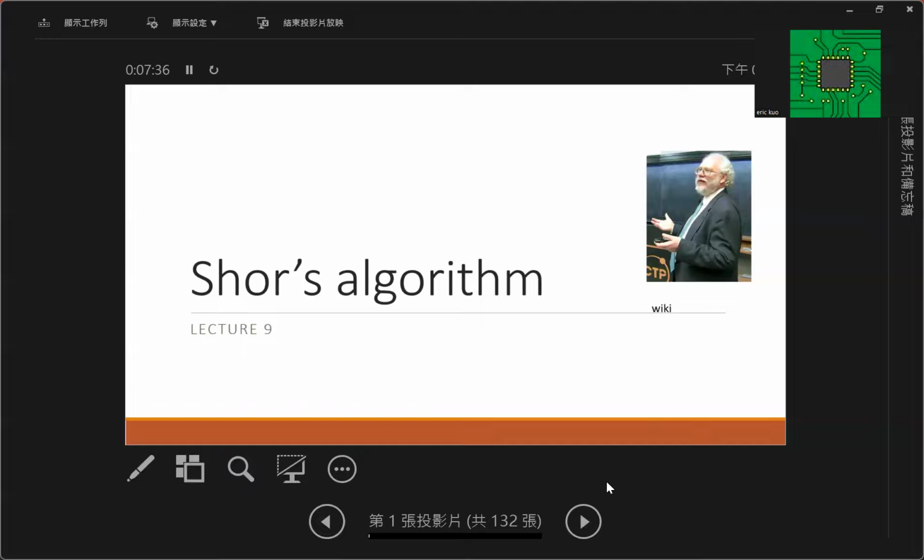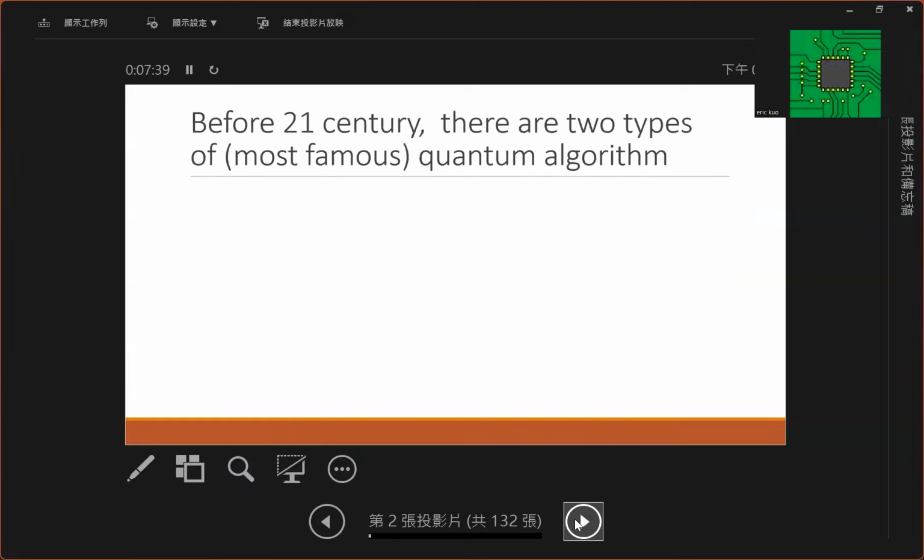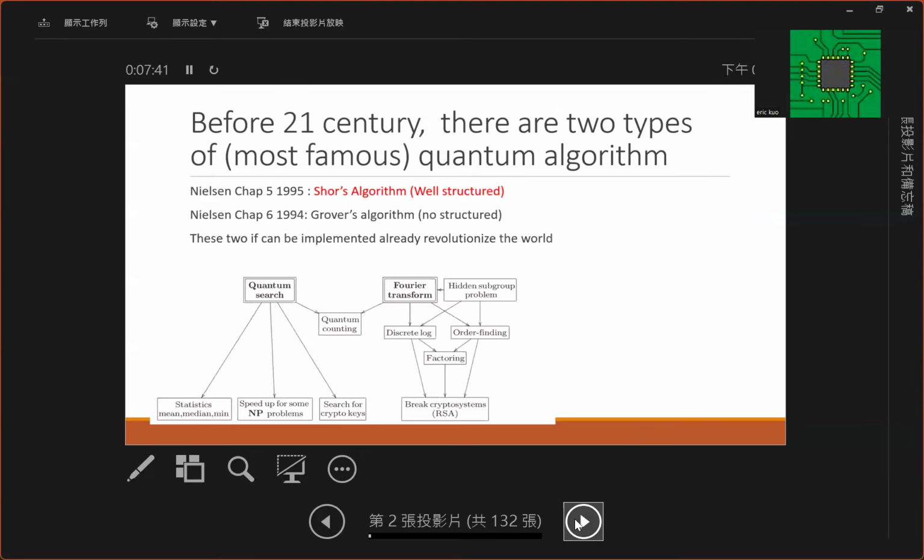So I will try to explain Shor's algorithm in detail. Just some recap: before the 21st century, there were two types of most famous quantum algorithms. The first one is chapter 5, which I would say is the most complicated lecture this semester, and now chapter 6, which we will also explain. These two are the main quantum algorithms before Shor's.